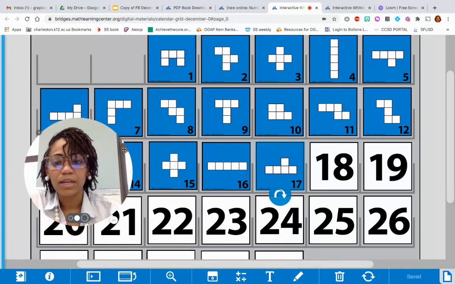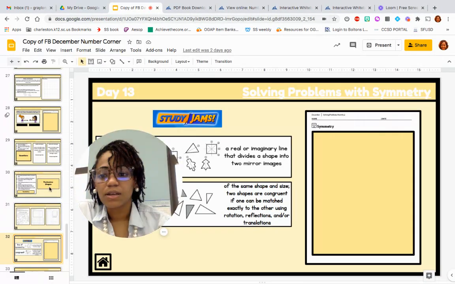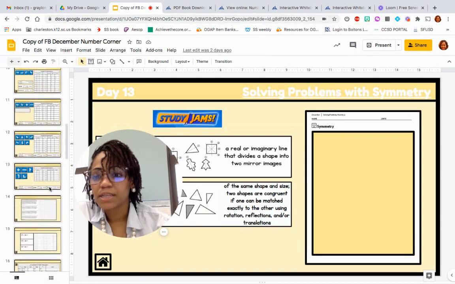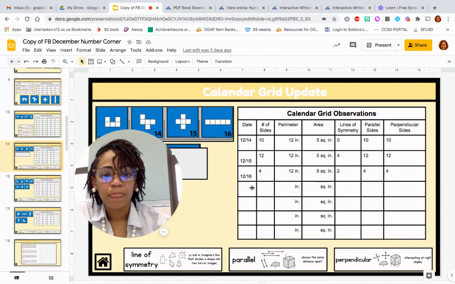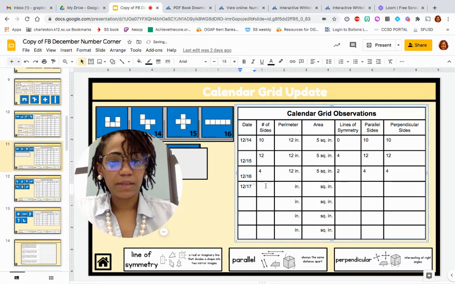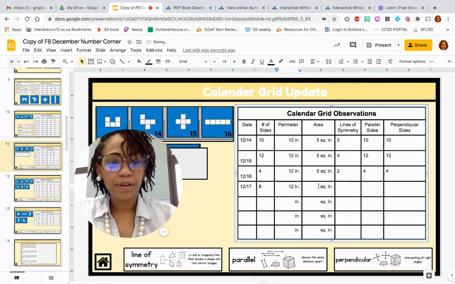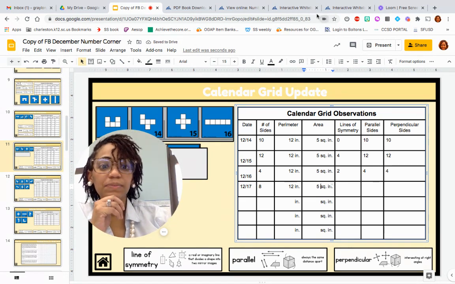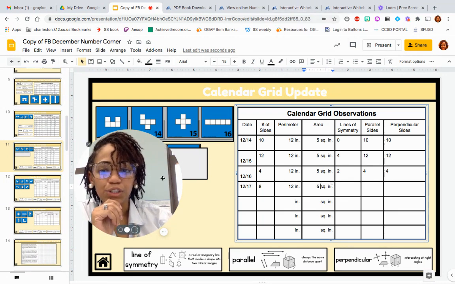Let's fill that in on our recording sheet. So, for December the 17th, and here we are. I said we had 8 sides, we have a perimeter of 12, and we have 5 square inches. So I wonder then, how many lines of symmetry are in our shape?